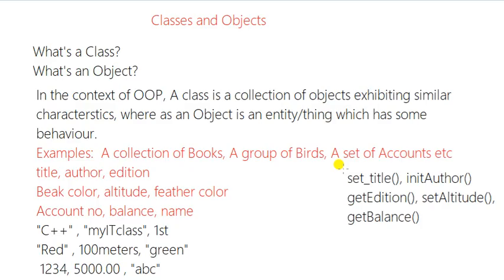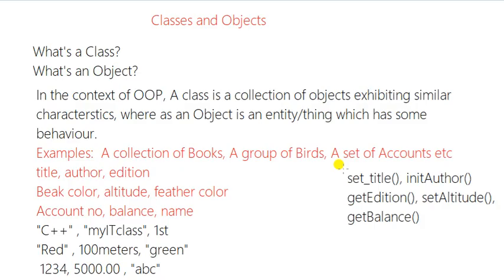In the general sense, take for example a collection of books. Book is one class. A set of books, a collection of books, a bunch of books will form a class. A bunch of birds form a class. A set of accounts form an account class. These are the classes. Anything which represents a group of similar objects could be called a class.